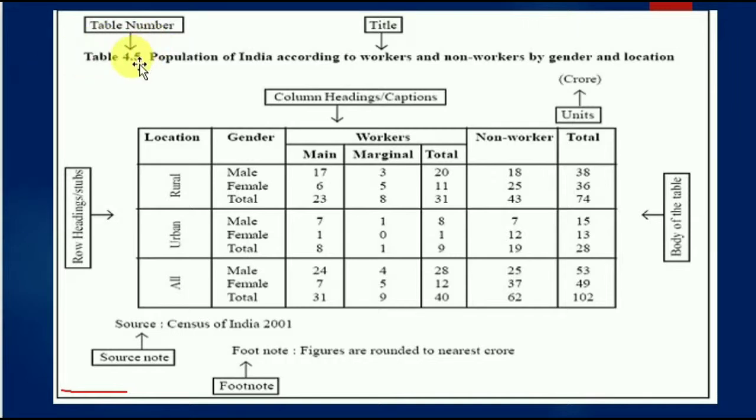Now here is table number 4.25; the title of the table is the population of India according to workers and non-workers by gender and location. Here are the heading and captions, such as worker, gender and so on. Row headings or stubs are all, urban, rural, something like that. The body of the table is all the contents in the table, and there should be a mention of the exact units, which we are expressing in crores, appropriately mentioned. And the footnote: figures are rounded to the nearest crore. This is very important. We understand it is not exactly 40, or 12, or 28 crores; it is some nearby number. We have appropriately rounded the exact number. And the source, where exactly this data was obtained, is the Census of India 2001.